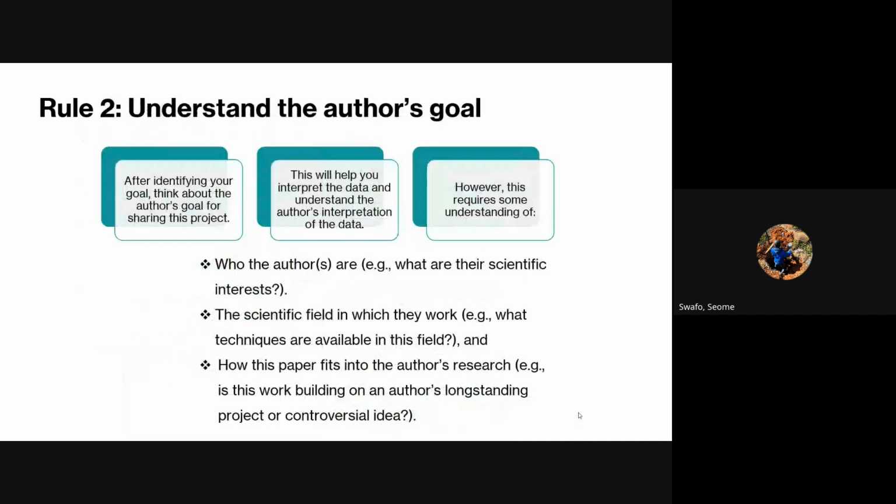So let's move to the second rule. Remember that the first one is where you had to have your own goal of reading, and there were various goals or intentions. Now we come to the author's goal, which is our second rule. After you have identified your goal, you also need to think about the author's goal.